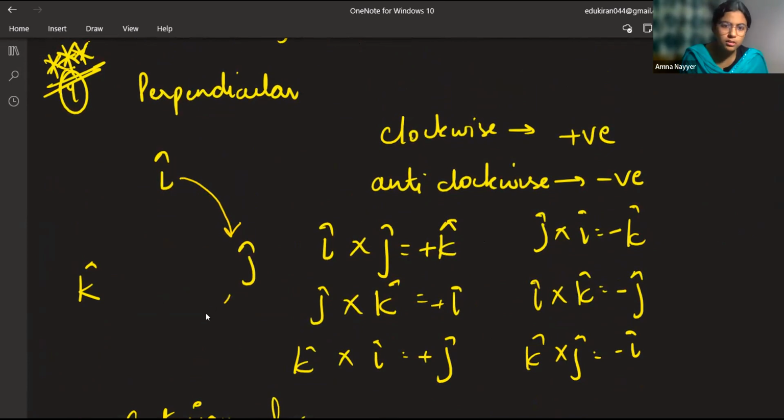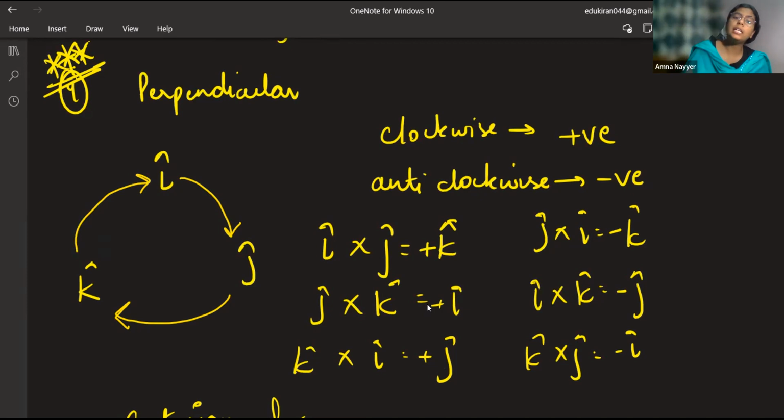Same thing, go j cross k. Which is the quantity left? I cap. Write I cap. And since you're going clockwise, it will be plus I cap. Go k cross I cap. What will be the quantity that is left? That is j cap. So if you are going clockwise, this will become plus. That's how you will write.